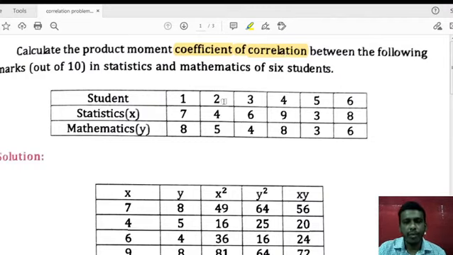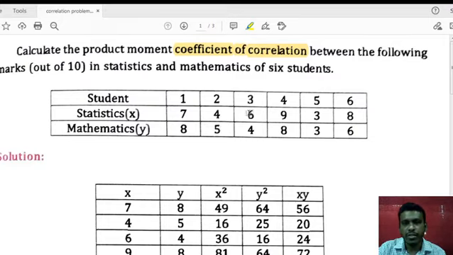So in this problem, as we can see, 6 students, 1, 2, 3, 4, 5 and 6, have been given marks in statistics and mathematics out of 10. Student 1 has scored 7, student 2 has scored 8. Similarly, the second student has scored 4 out of 10, and mathematics marks are 5 out of 10 for him.